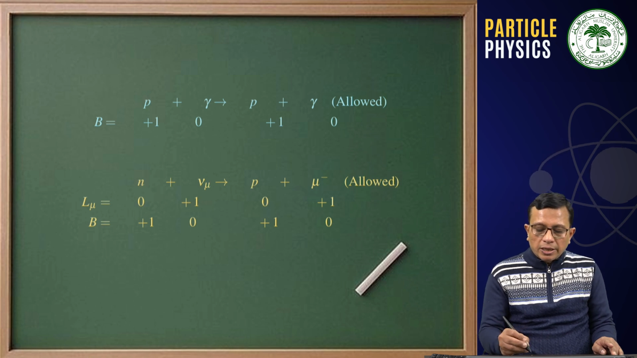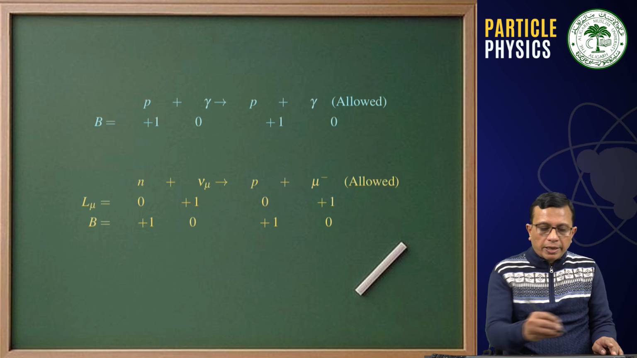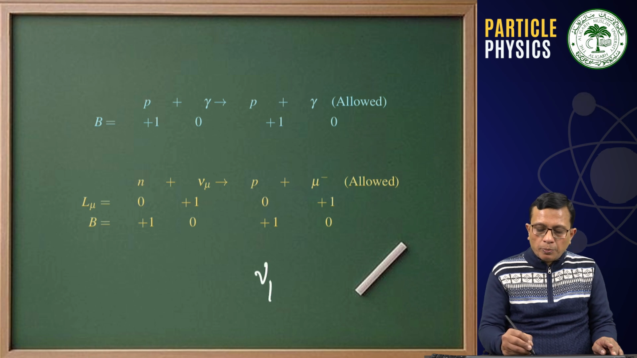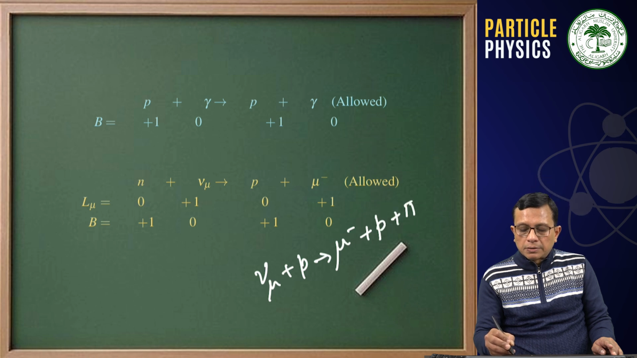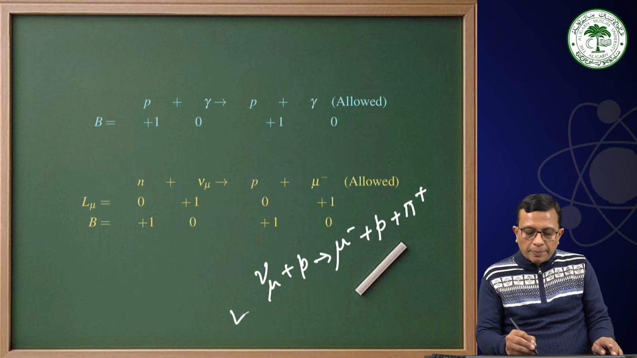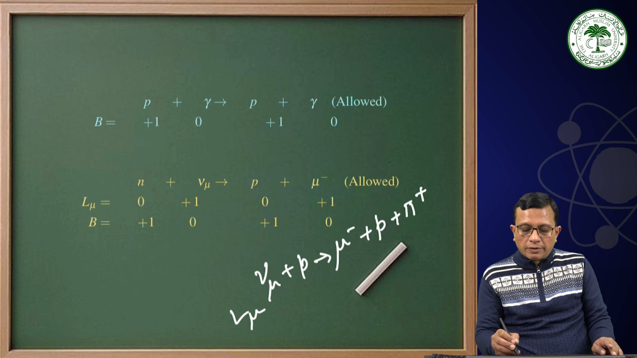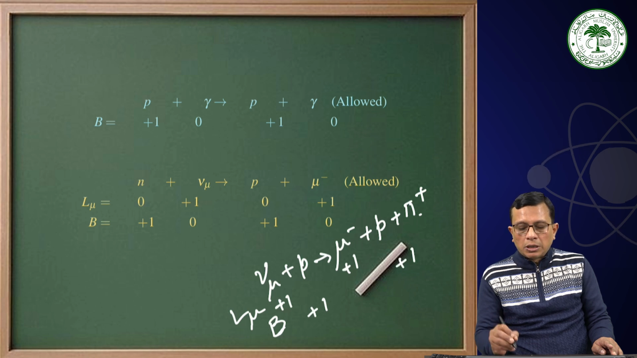Now, suppose I write a process like nu mu p giving rise to mu minus plus p plus pi plus. You see, charge is conserved independently. Proton has positive charge, and here the total charge is positive. Muon lepton number is +1 on both sides, and baryon number is +1 for the proton on both sides. This process is an allowed process.